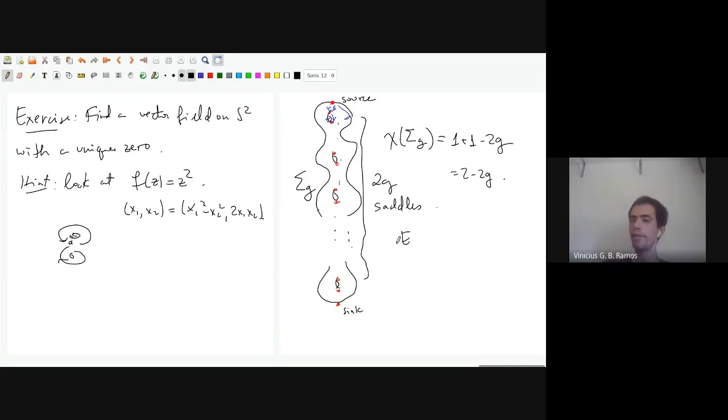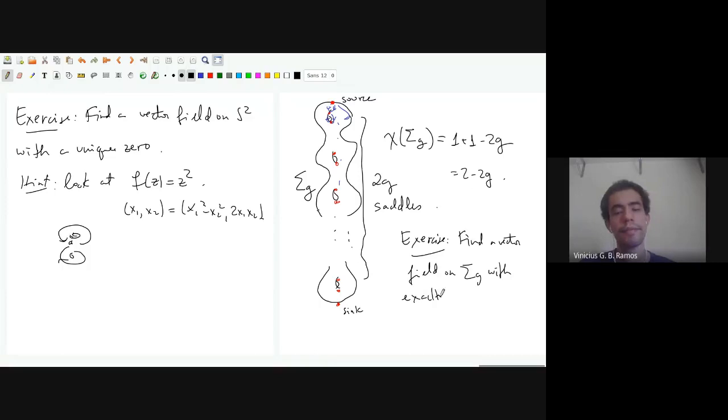And if you want, you can do a very interesting exercise. It's harder than this one, but I think it was on a problem set when I taught the class last time: find a vector field on this surface with exactly 1 zero, for G different from 0. And for G equals 0, you can find a vector field on a torus with no zeros.